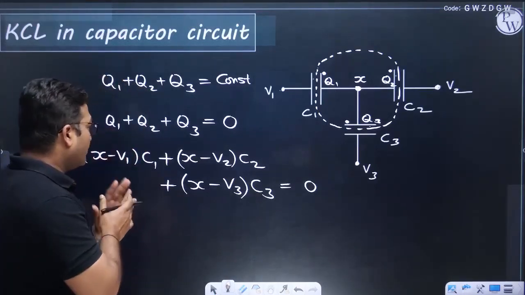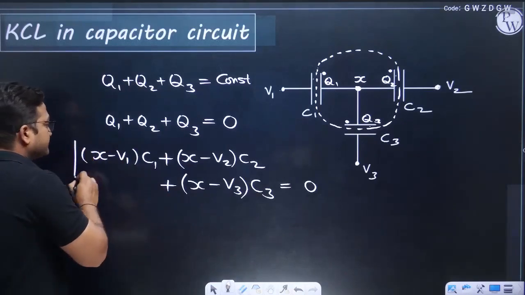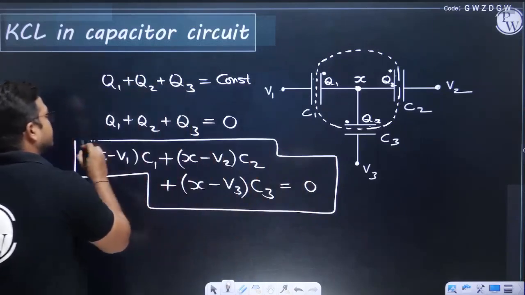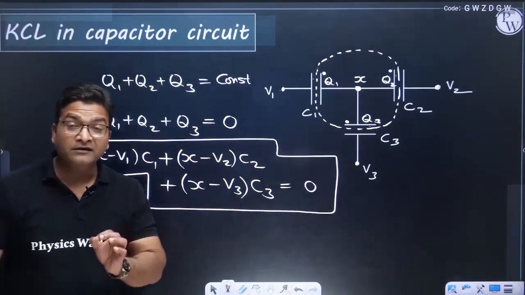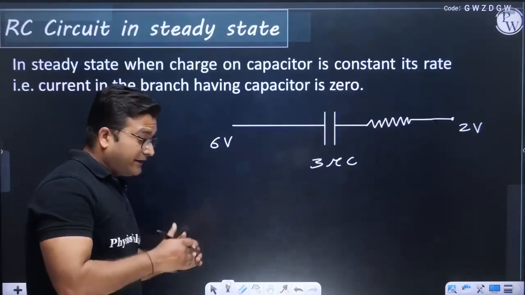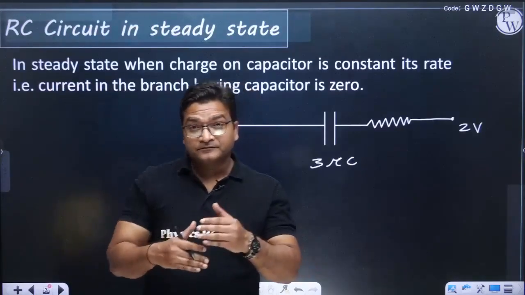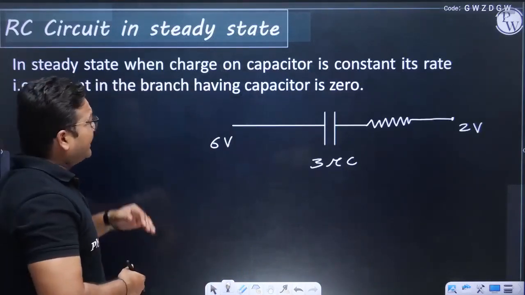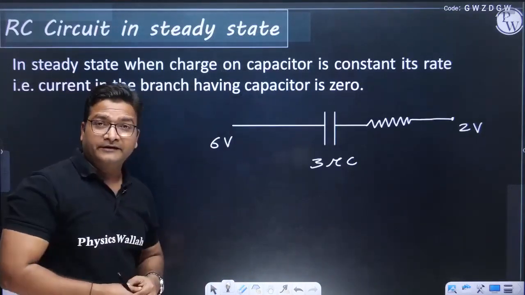Okay, so remember this law. The charge on all plates connected to a node will remain the same. There is one more and very important point according to the trend of problems coming in front of you, and it is the RC circuit in a steady state.